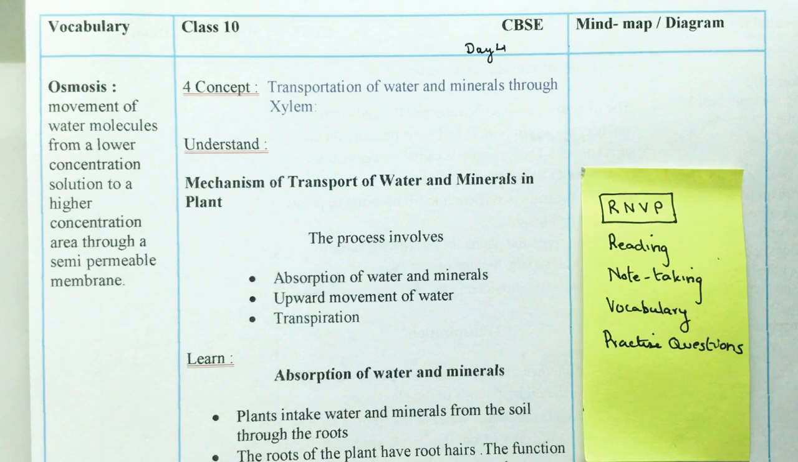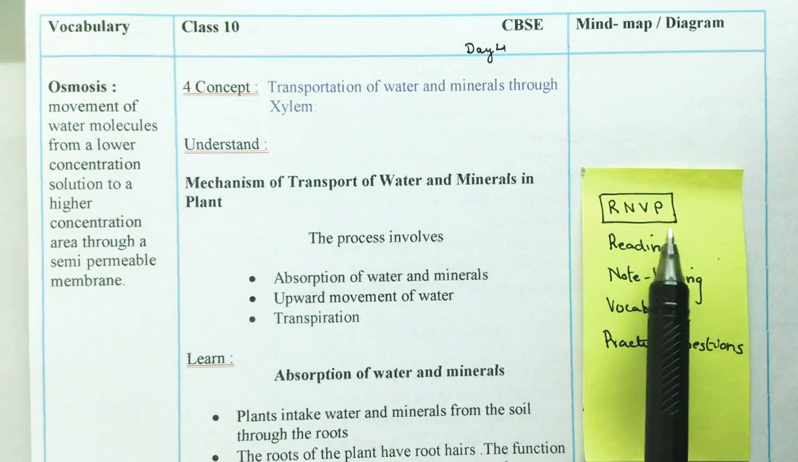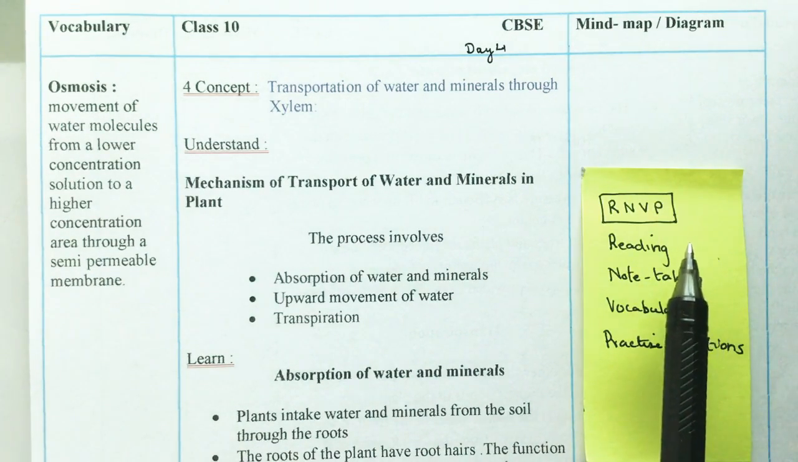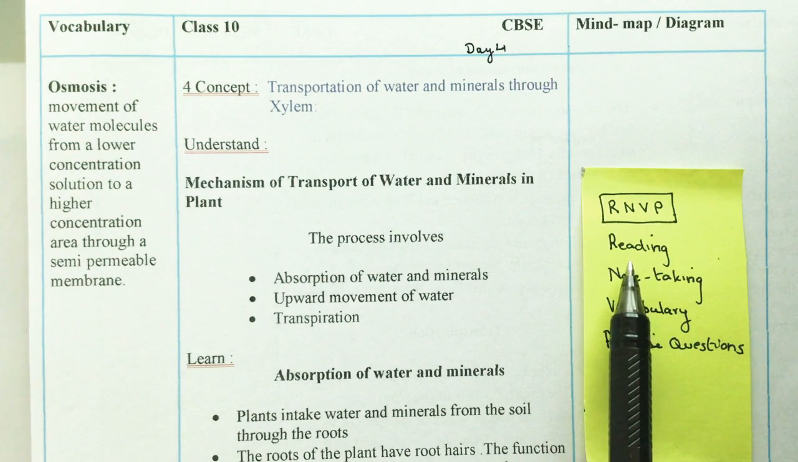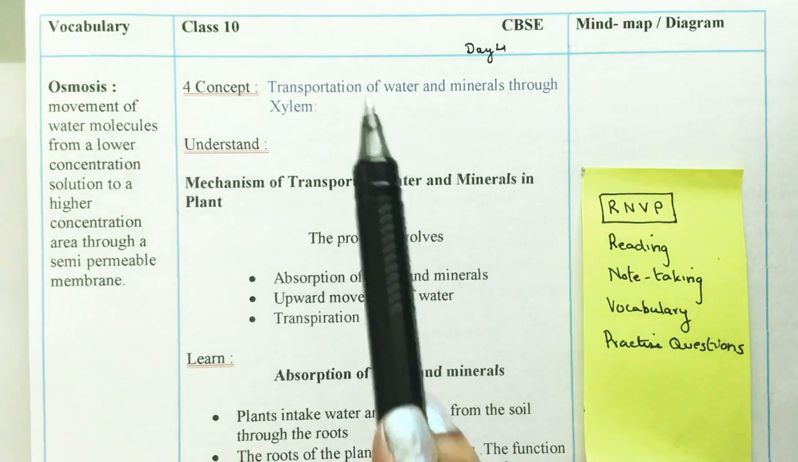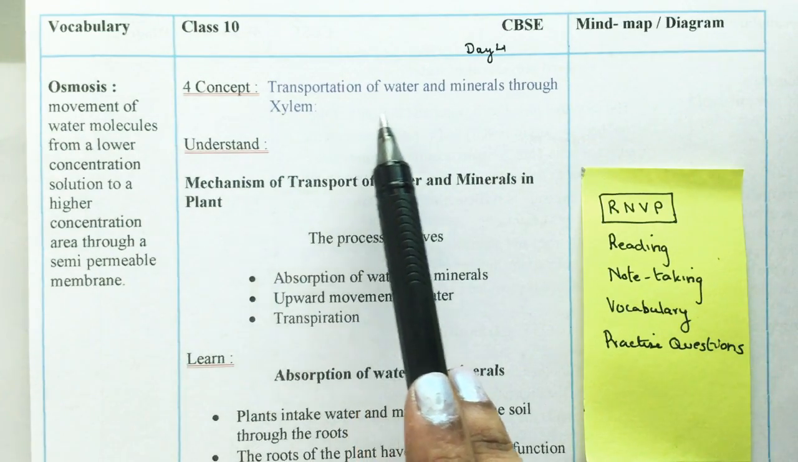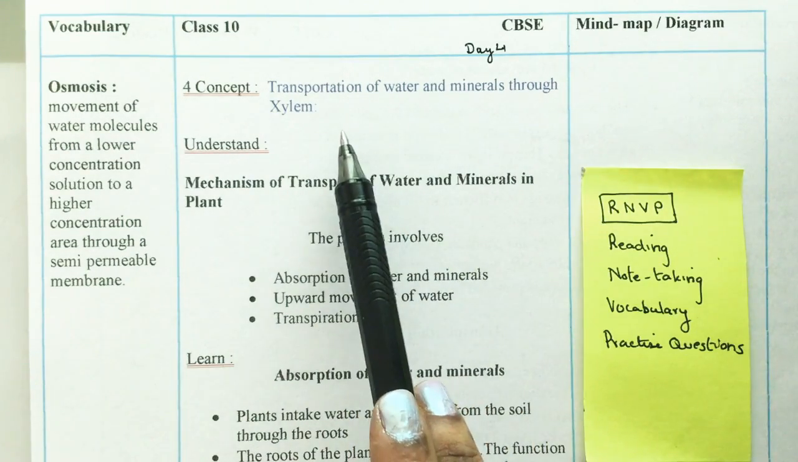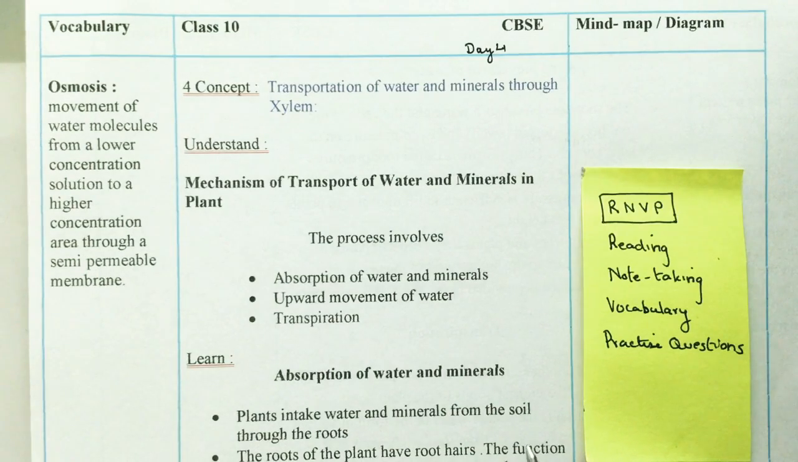Now, as per our RNBP method of studying, first emphasizing reading the concept, please read the content under the concept transportation of water and minerals through xylem from your textbook and then come back to my video.